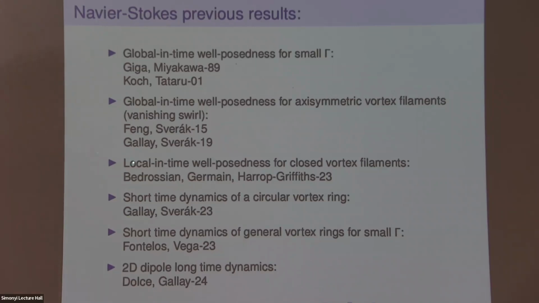And also there is a local in time well-posedness result I'm going to use from Bedrosian, Germain, and Harrop-Griffith. Now, what are you assuming about your vorticity here? Do you have a curve or what kind of regularity? Very smooth curve. Okay, just any curve. This is regularity for any smooth curve. Exactly. So what I'm interested in is when the amplitude is big.